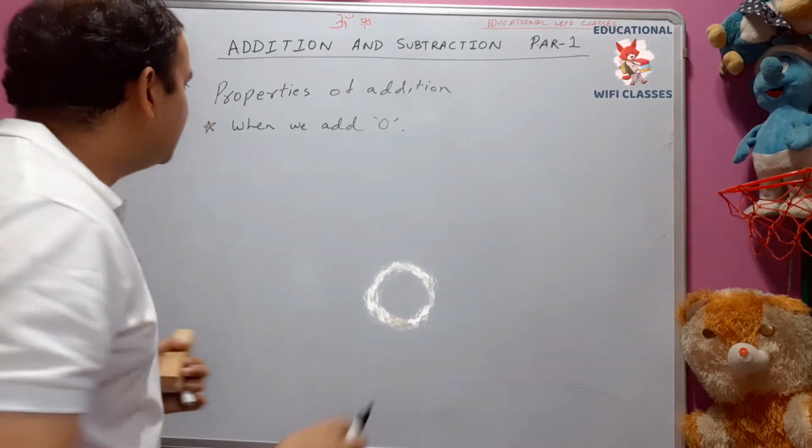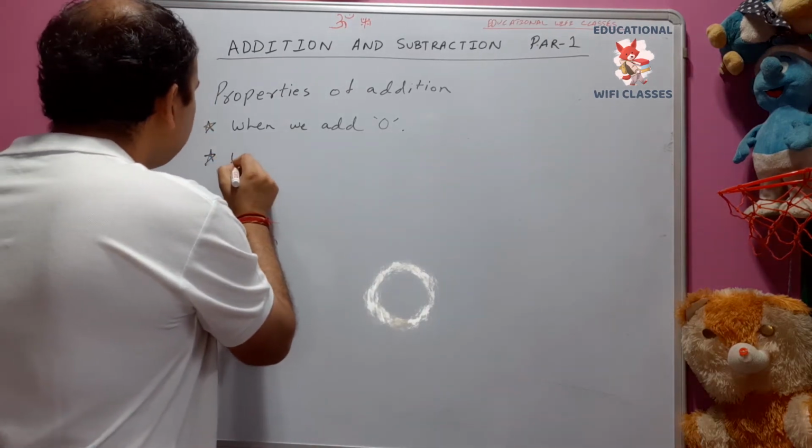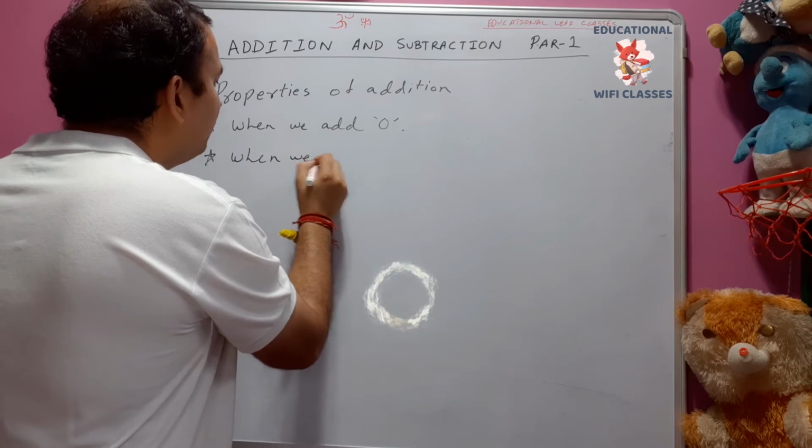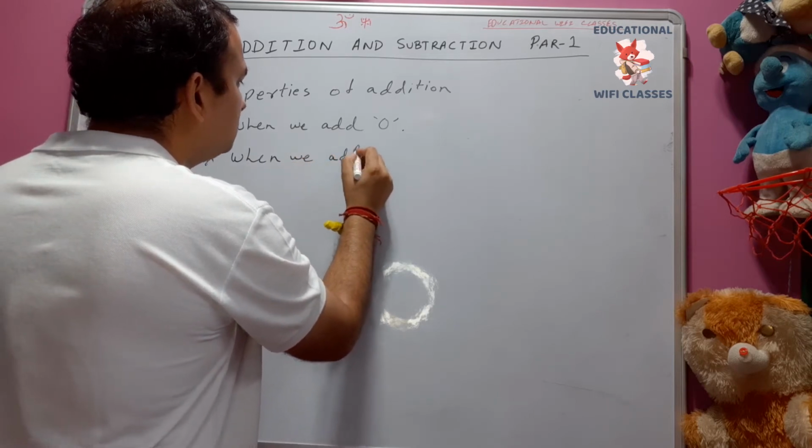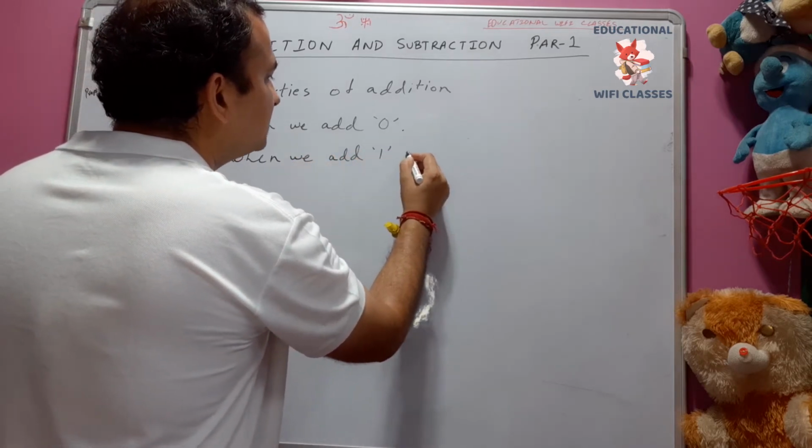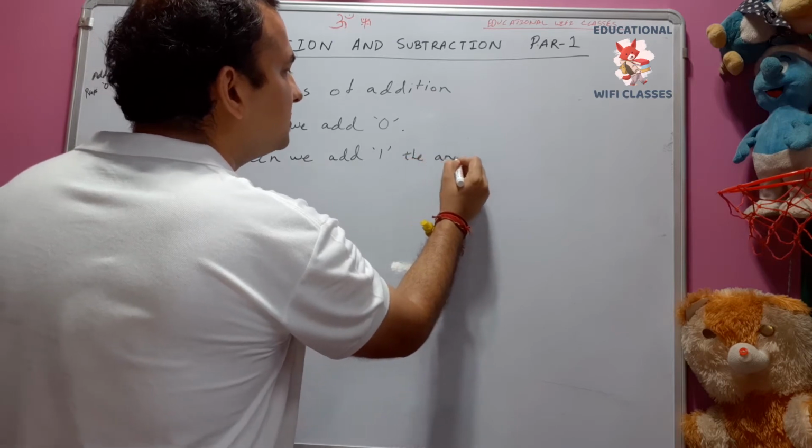Now the second property is when we add 1. Whenever we add 1, the answer is the successor.